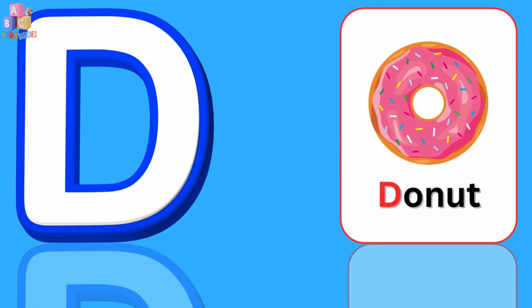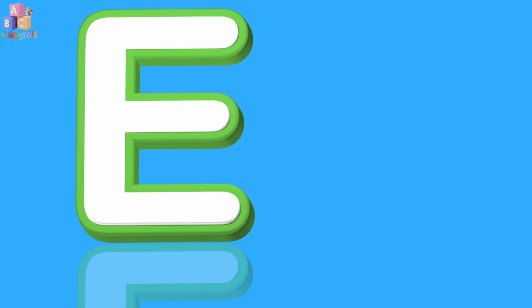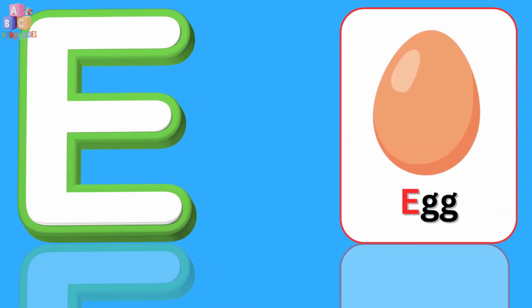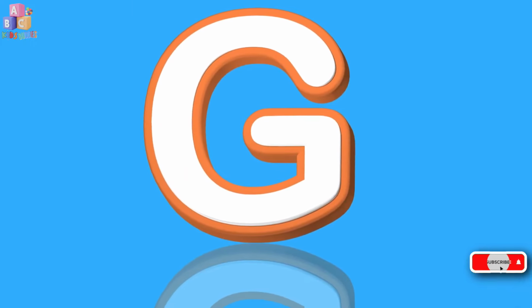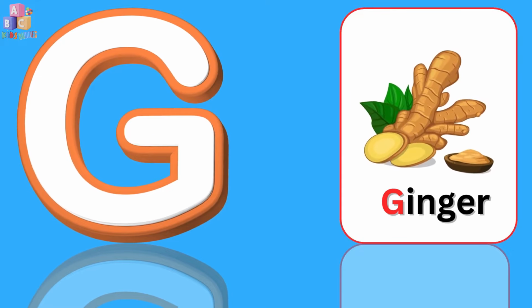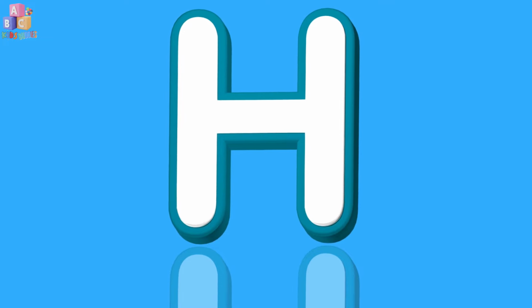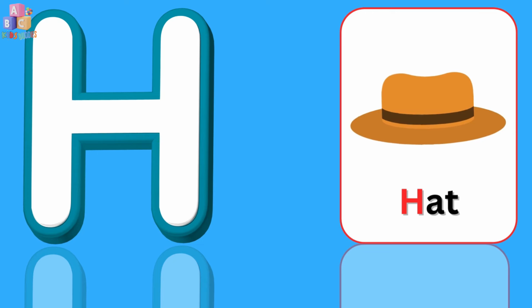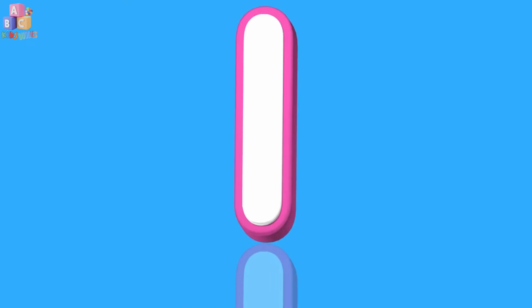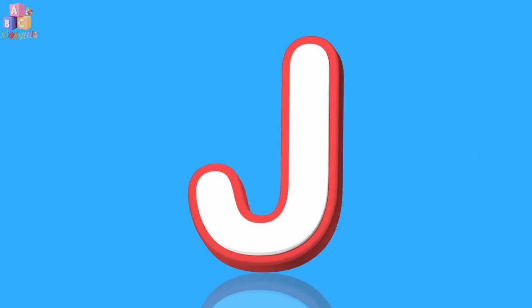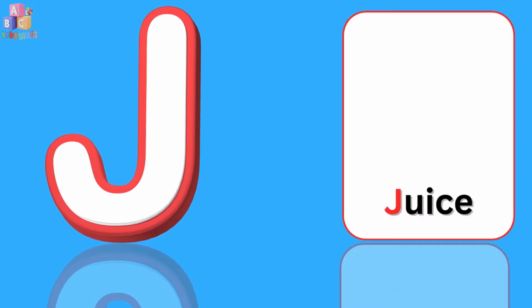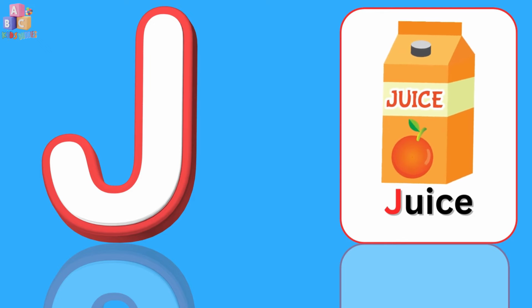E. E is for egg. F is for figs. G is for ginger. H is for hat. I is for ice cream. J is for juice. K is for kiwi.